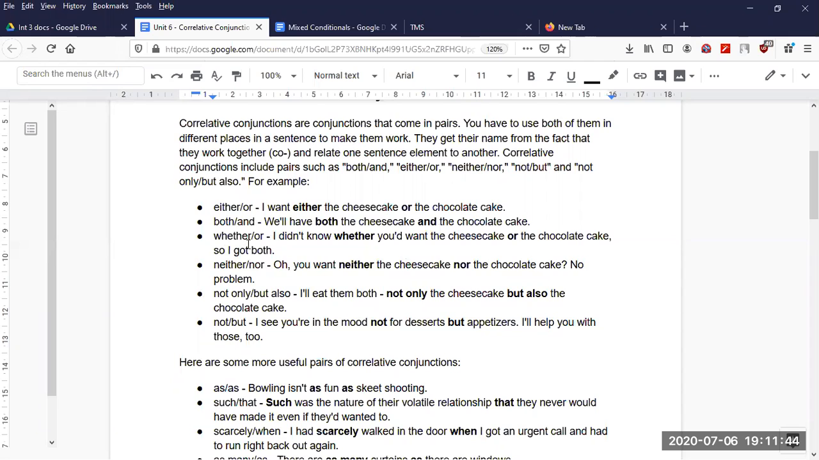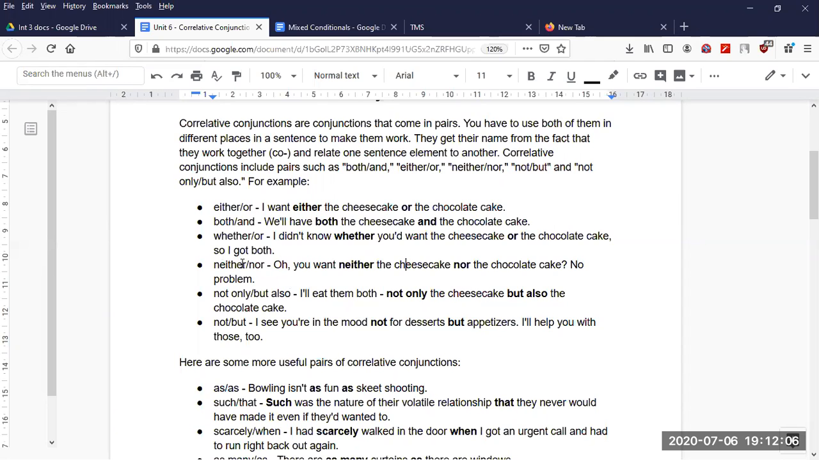Whether and or isn't in the platform. But remember, whether is the same as if. It's a more formal way of saying if. So in this statement, I didn't know whether you'd want the cheesecake or the chocolate cake, so I got both.